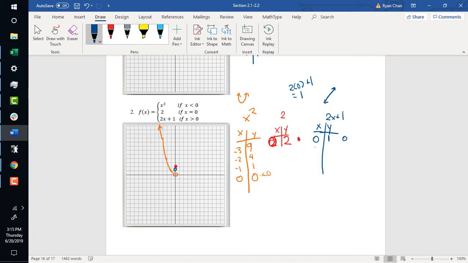I'm going to plug in a couple more: 1, 2, and 3. If I plug 1 in, I have 2 times 1, which is 2. 2 plus 1 is 3. Plug 2 in here: 2 times 2 is 4. 4 plus 1 is 5. 3 times 2 is 6. 6 plus 1 is 7. And these are some additional points. Do the best you can, and it's going to look like a line like this, and this is my piecewise function.